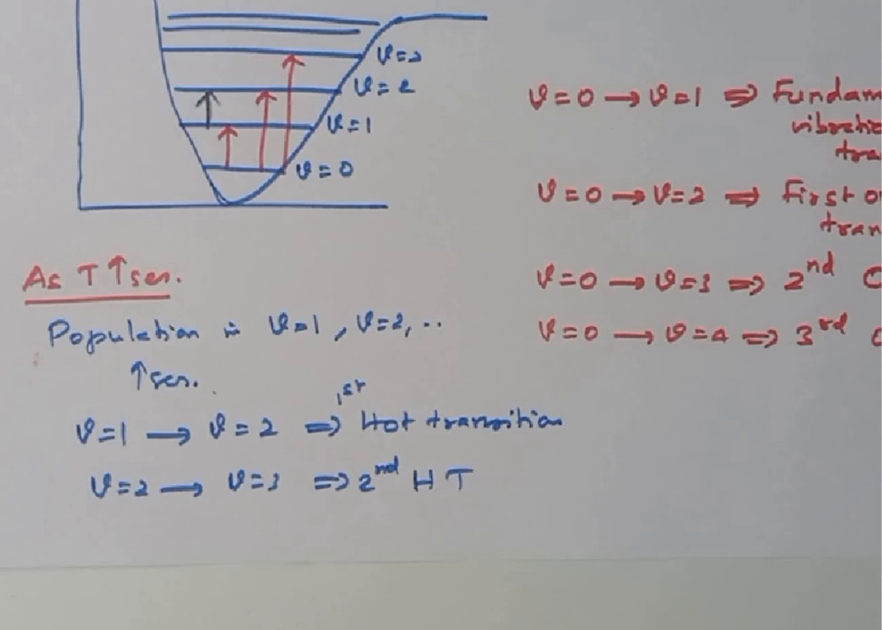Why are these transitions, 1 to 2 and 2 to 3, called hot transitions? What's the reason? Higher temperature transitions. Their signals will appear in the spectrum only under hot condition, because only under hot condition will molecules reach the V equal to 1 level and the V equal to 2 level. Then many molecules participate in the transition, so you will get an intense signal in the spectrum. That's why these transitions are called hot transitions.